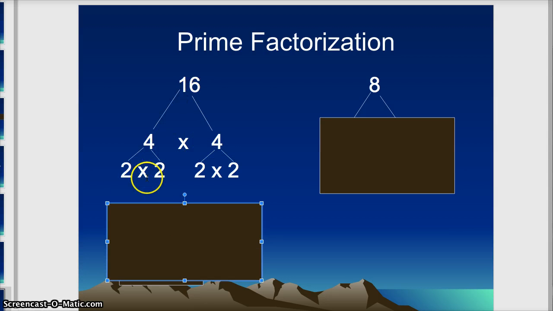So here's my little tree, my factor tree. I know that 2 times 2 equals 4, 2 times 2 equals 4. So I have my prime factors, 2, 2, 2, and 2. If I multiplied all those together, it would equal 16.